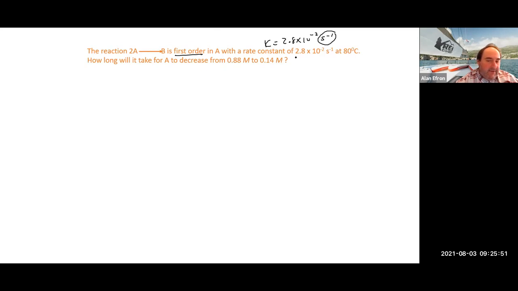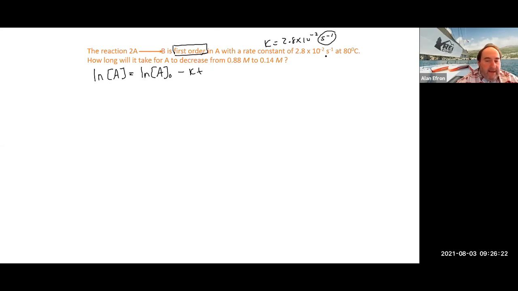And it is those units of reciprocal seconds that would tell us it is first order. So again, not always will they tell you in problems, hey, this is first order, but they will give you something like this, the rate constant value. And when you see those units, that should indicate that it's first order. That should indicate that we do have some time and concentration. So we want to use the integrated rate law specific for first order, which is this guy.